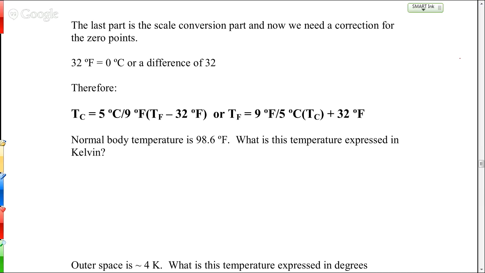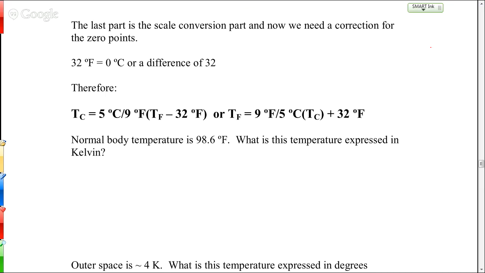There's 100 Celsius degrees between the boiling point and the freezing point of water. There are 180-ish, right? 180 Fahrenheit degrees between the boiling point and freezing point of water. So a Fahrenheit degree is smaller. So you have to do a unit conversion for the size of the unit, and then you also have to do an addition or subtraction for the offset. You come up with these equations.